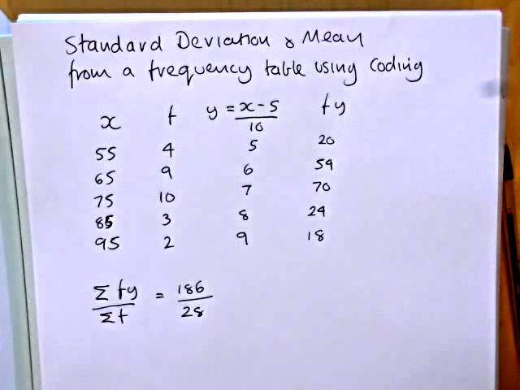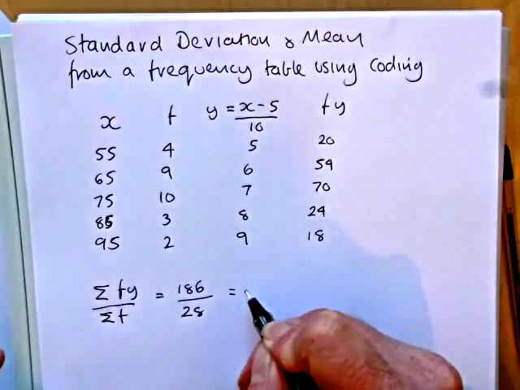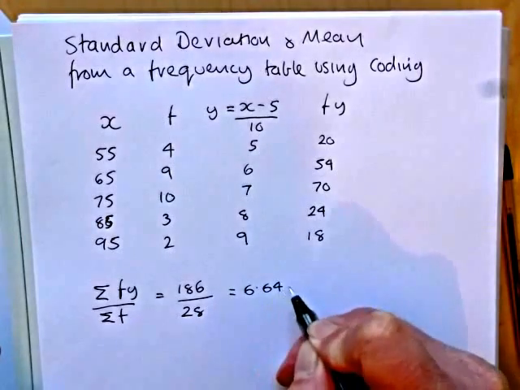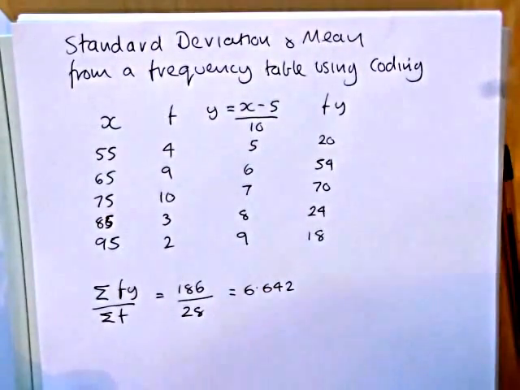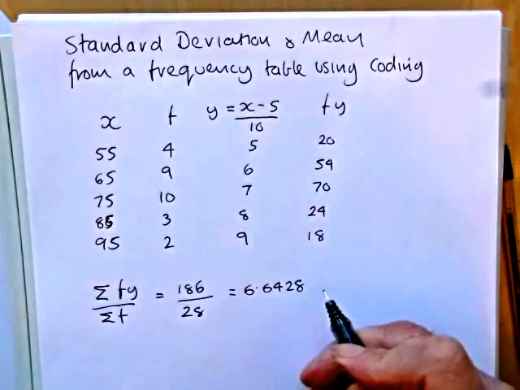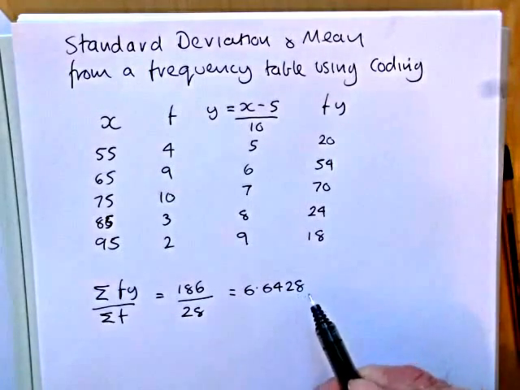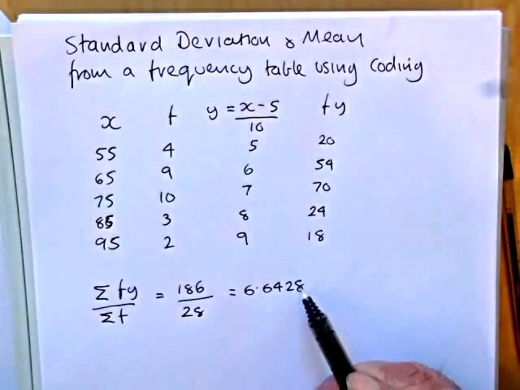186 divided by 28 equals 6.642. We'll take that and we'll round the rest off and that will still give us a decent degree of accuracy.